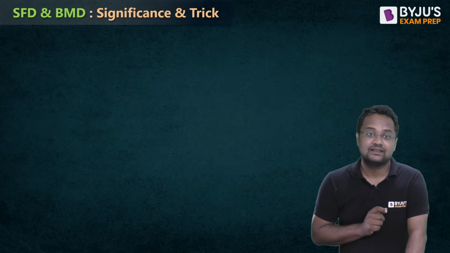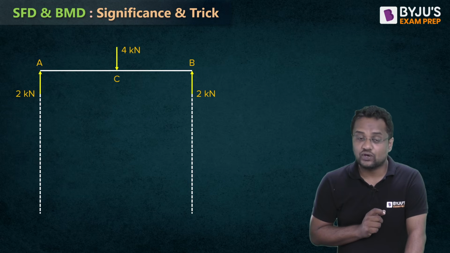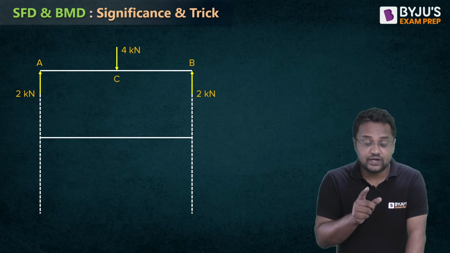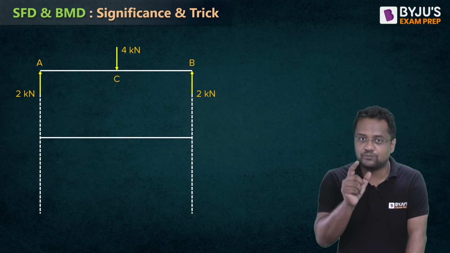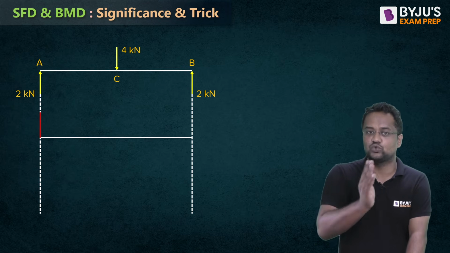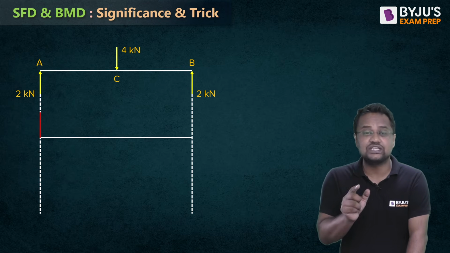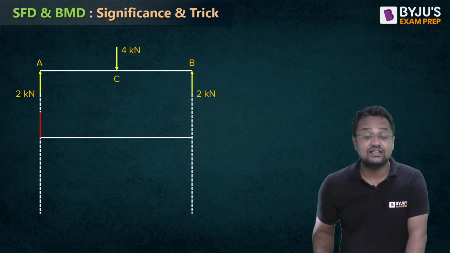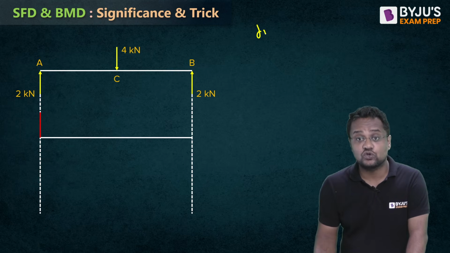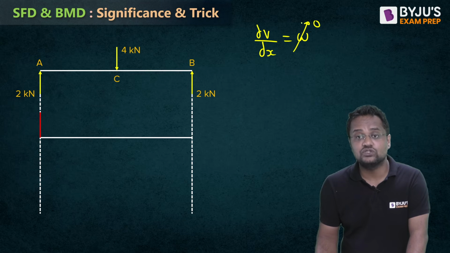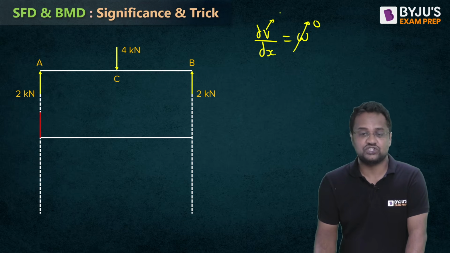Now I'm drawing the SFD and BMD. Upward point load, I'm drawing the SFD first. Upward point load, shear force will be jumping by 2 magnitude. Then A to C, there is no load, and the slope of shear force is load intensity. And when W is 0, that means shear force V is constant.